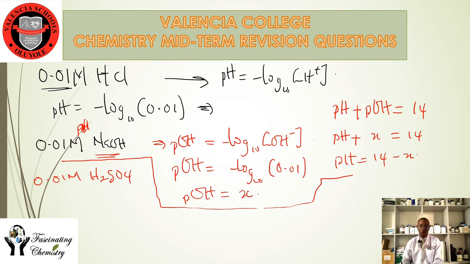This H2SO4 is dibasic, two replaceable hydrogens there. So that means the concentration value you are given must be multiplied by 2. So by so doing, you are going to have your pH equal to minus log to base 10 of 0.01 multiplied by 2. This is what you are going to do to obtain the pH of your 0.01 molar concentration of H2SO4.